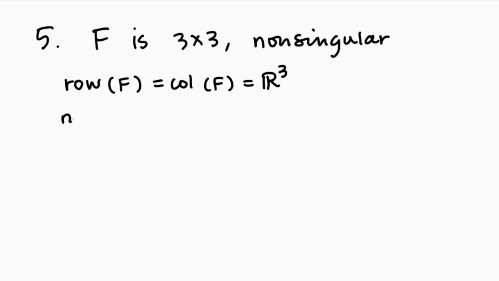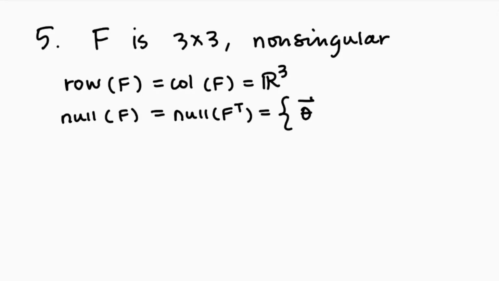Okay, and then the null space of F and the null space of F transpose, those are both going to be the set that only has the zero vector in it. Not a very interesting null space. But that's really what it means to be non-singular in the first place. The only way you can linearly combine the columns to get the zero vector is by taking 0 of each. So there's only one vector in our null space.